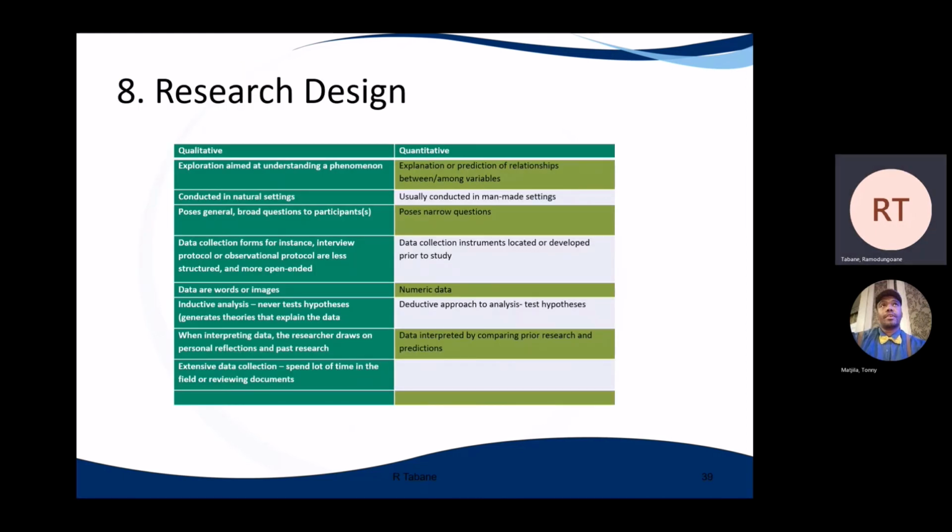Your design: qualitative and quantitative approaches have been there for a very long time. We know that qualitative is exploring, as we said earlier, understanding phenomena, with data collection in the form of interviews and words, whereas quantitative is about explaining or predicting, with data collection instruments located or developed prior to the study, deductive approaches, and all that.